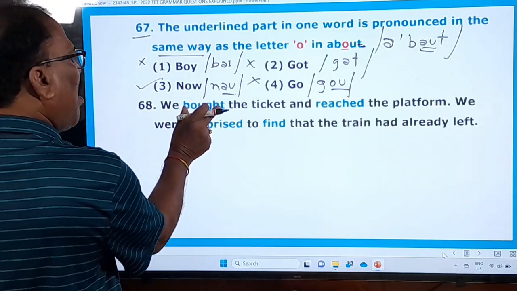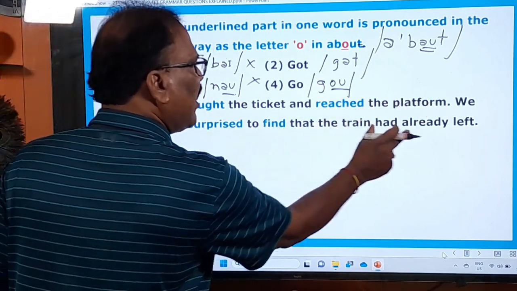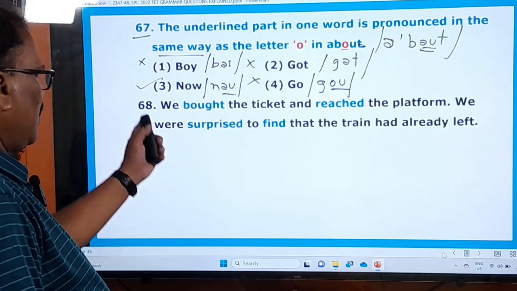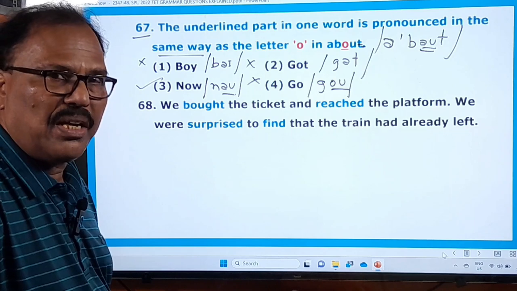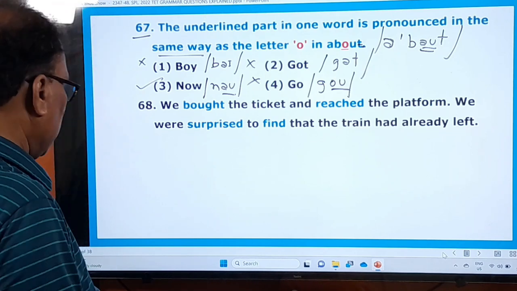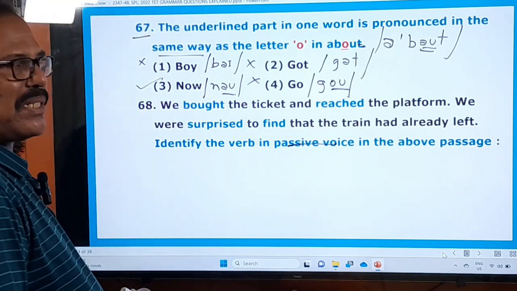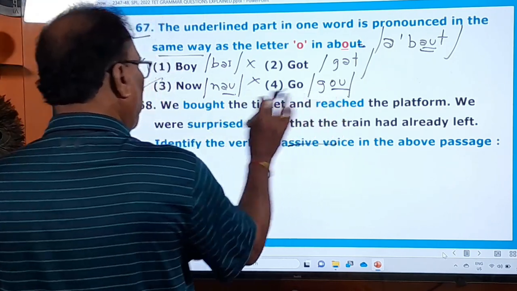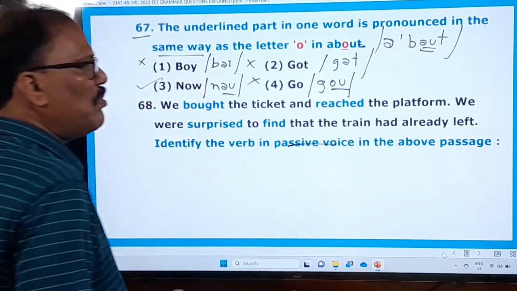The 68th one is there. We bought the ticket and reached the platform. We were surprised to find that the train had already left. So this is the question. Two sentences are given. And what question is he going to ask you now? Come on, let us see that. Identify the verb in passive voice in the above passage. So he has underlined but, reached, surprised, find. These words. And identify the verb in passive voice in the above passage.